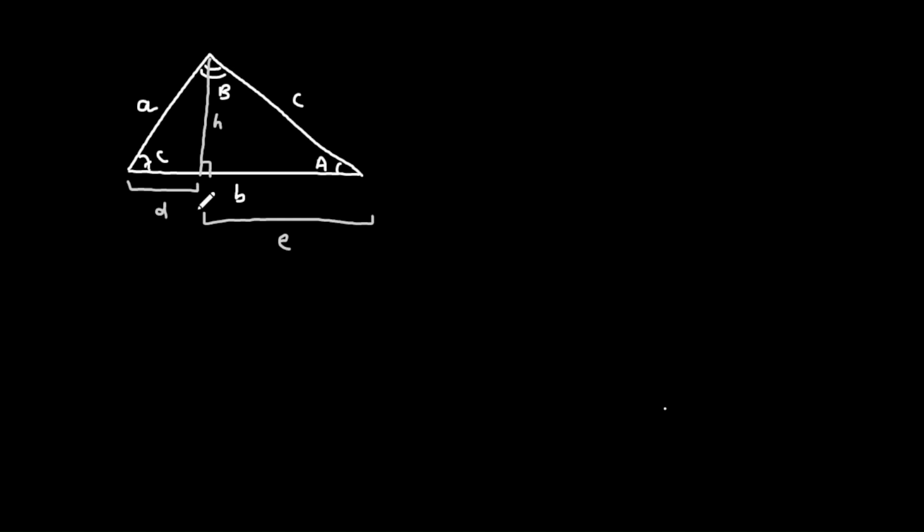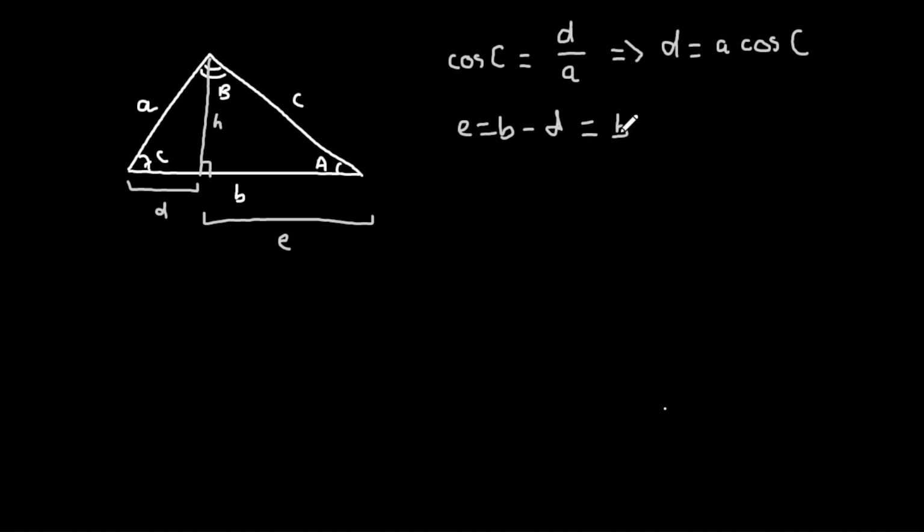From the definition of cos, we have cos C is equal to d over a. Therefore, d is equal to a cos C. Because e is equal to b minus d, it will be equal to b minus a cos C. Then from this right triangle, we have sine A is equal to h over c. So h is equal to c times sine A.